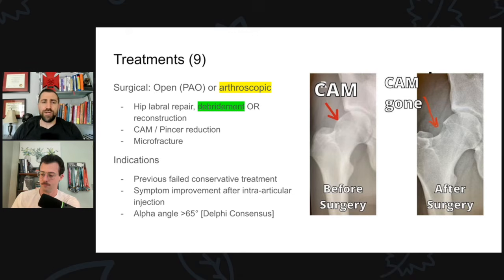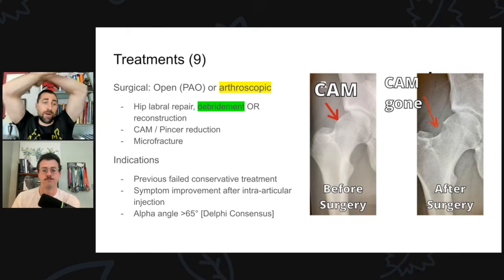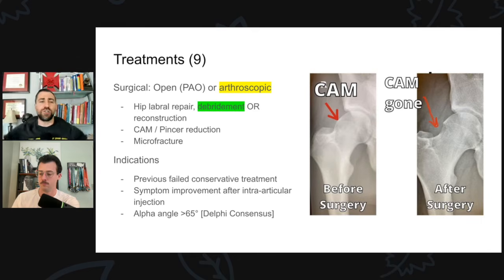So the typical surgery for FAI is going to be hip labral repair, debridement, or a reconstruction. The big one that people do nowadays is hip labral repair. In the past, debridement was more common. What they found is that it's just inferior to actually repairing the labrum. If there's too much damage to the labrum itself and they can't repair it, sometimes they'll reconstruct it, and they can use a cadaver graft in order to do this.